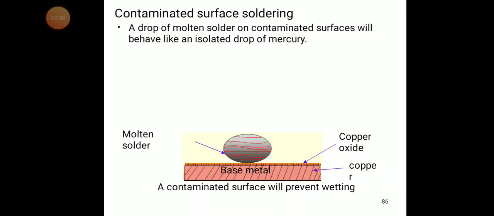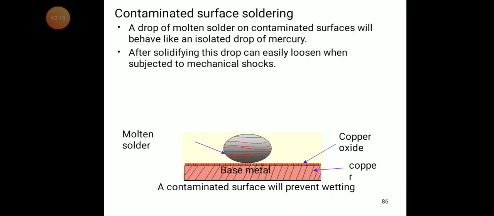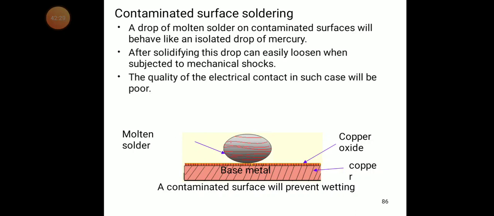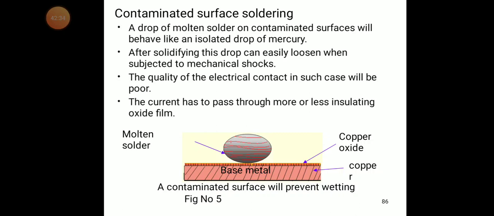Now we can see copper oxide. A drop of molten solder on contaminated surfaces will behave like an isolated drop of mercury. After solidifying, this drop can easily loosen when subjected to mechanical shocks. The quality of the electrical contact in such a case will be poor. The current has to pass through a more or less insulating oxide film.